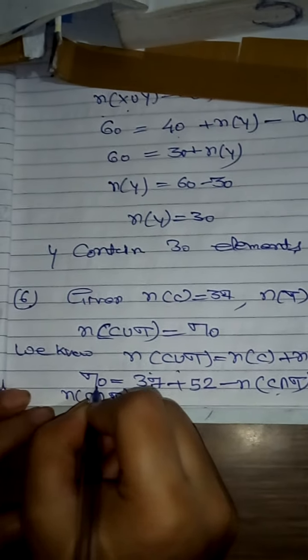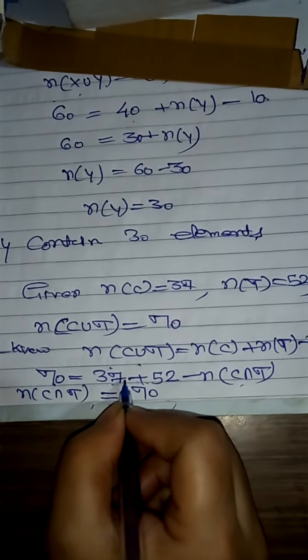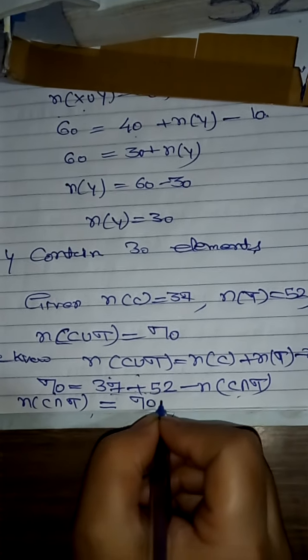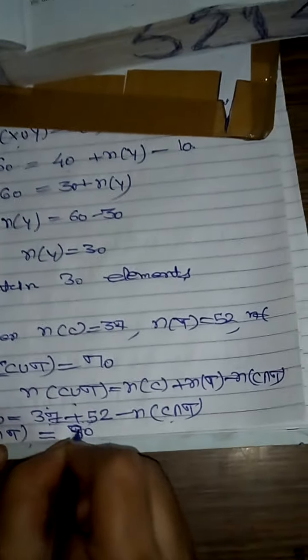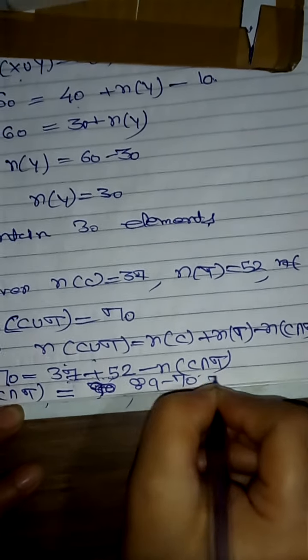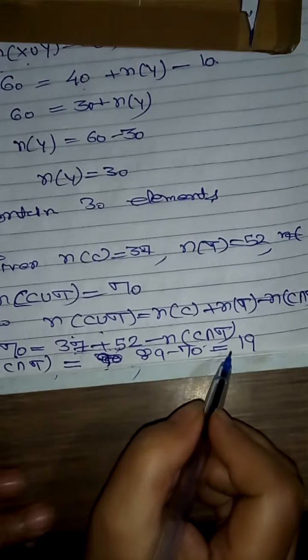So 70 as it is, and transfer this term to the right-hand side. First of all add these terms, it will come 89 minus 70, so it will come 19. So 19 people like both coffee and tea.